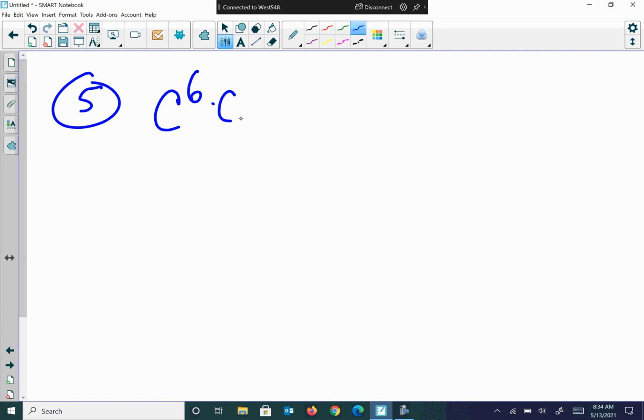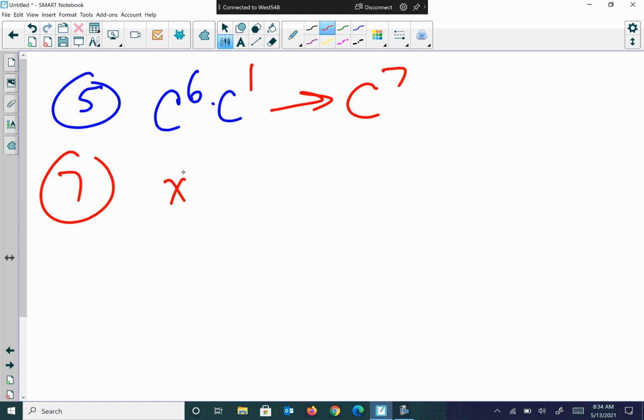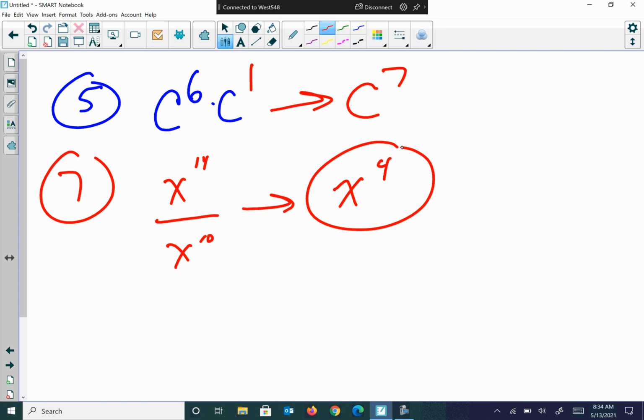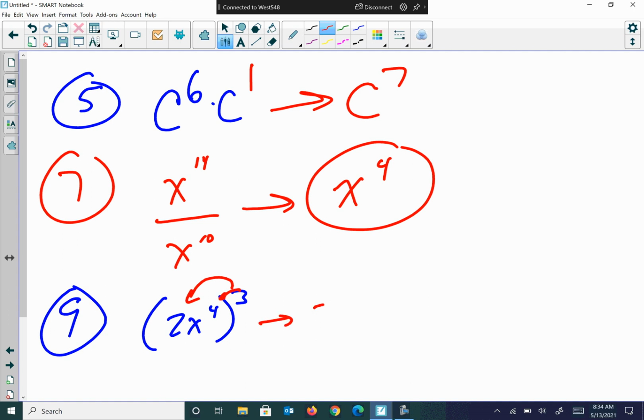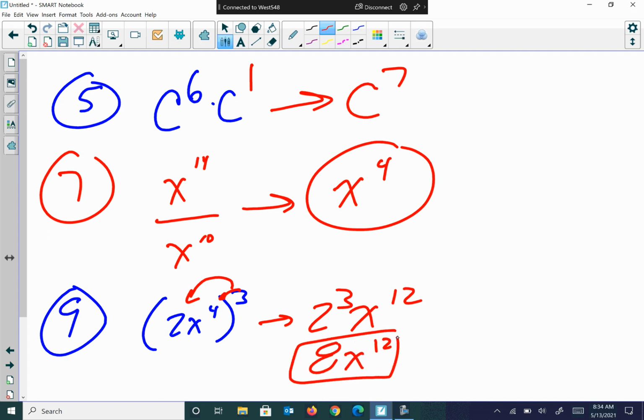C to the 6th times C. Well, I know that C is to the 1st, so we just count them up, right? And then 7's pretty nice. X to the 14th, X to the 10th. Tug of war, who wins, top or bottom? Top by 4. Sweet. Number 9. We have 2x to the 4th raised to the 3rd. So you got to remember on this one, this comes here and here. So this becomes 2 to the 3rd, x to the 12th. 2 times 2 times 2 is 8. I'm pretty sure you can handle that. Yes, I do want you to get to that point.